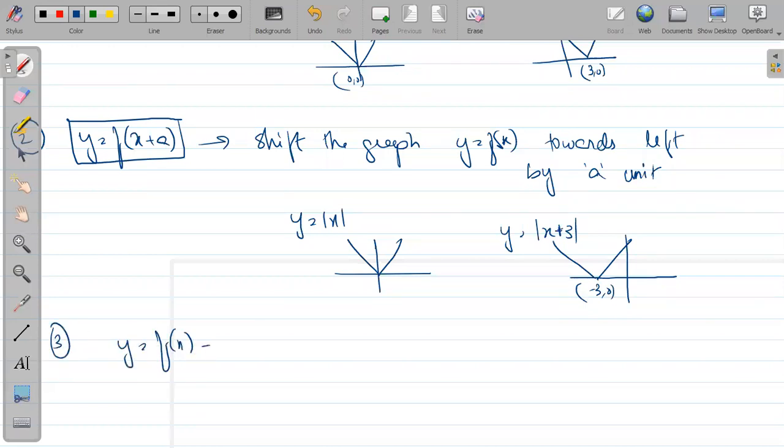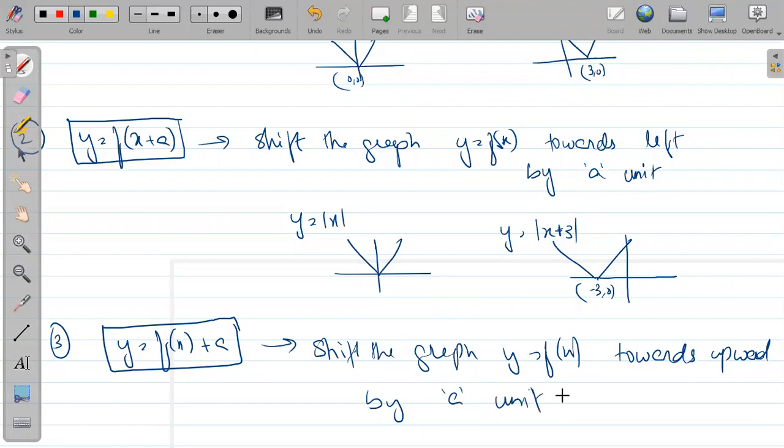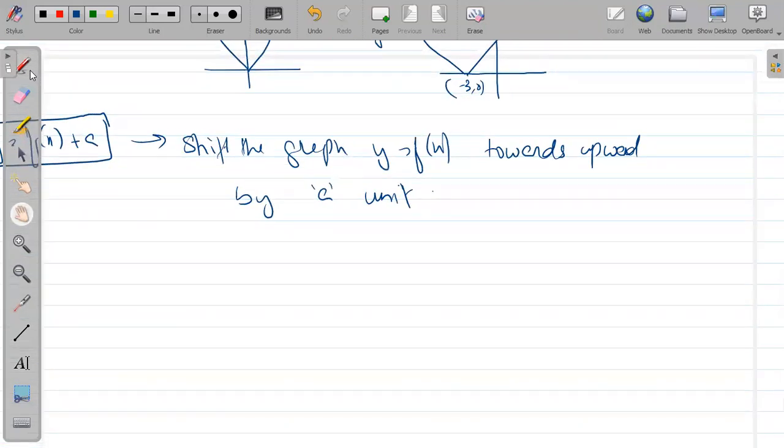Y equal to f of x plus a. A is positive here. Direct change in y you are getting. So shift the graph y equal to f x towards upward direction by a unit. So these are the examples we have already done, so we can understand it in a very nice way. Y equal to x plus 2 is required. So the graph is this one only. Just direct change in there. 0, 2 this point will be.